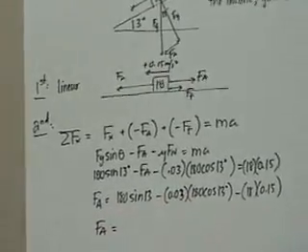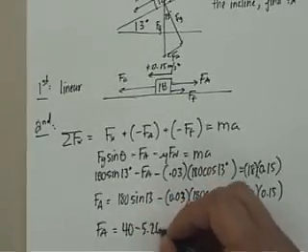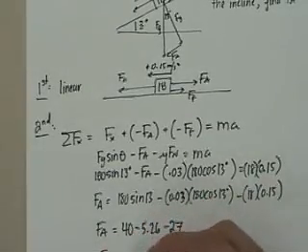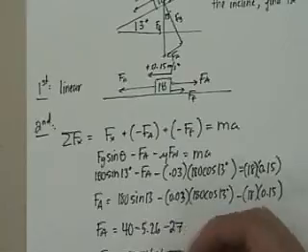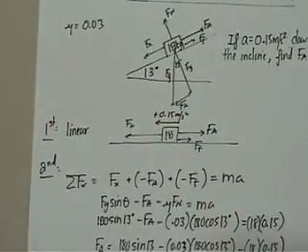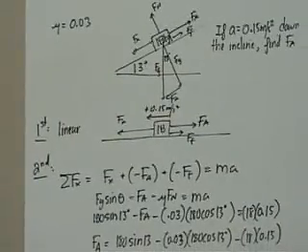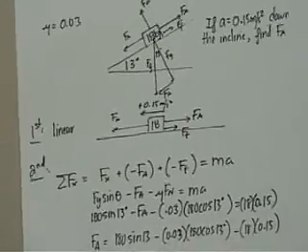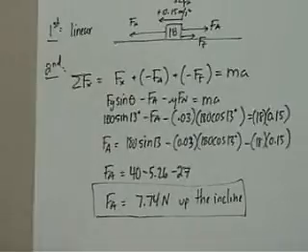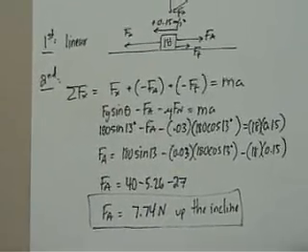Put it in your calculator. That's going to end up being 40, subtract 5.26, subtract 27. So your applied force ends up being 7.74 newtons. And we go back to our original, which is going to be up the incline. There you go. Okay, so there you go.